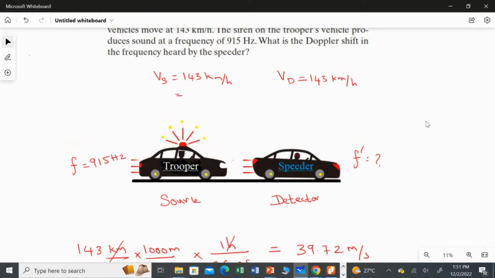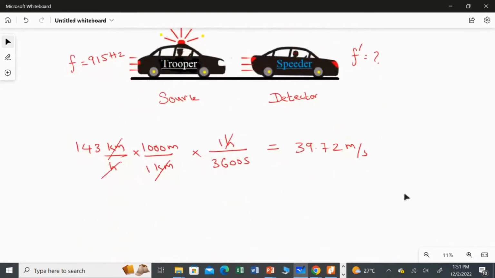So the source speed in terms of meter per second is 39.72 meter per second. Likewise, the detector speed in terms of meter per second is also the same value, 39.72 meter per second. Clear? Now we have to frame the formula for getting the answer for f dash. So generally, both vehicles move at the same speed, so the frequency emitted by the trooper will be the same as the frequency heard by the speeder, right? Am I right? So we are going to prove that by applying the rule. We have to prove everything by substituting the value in the formula.